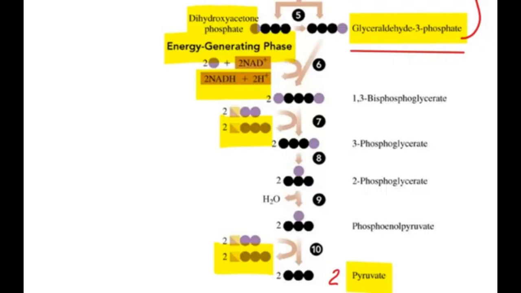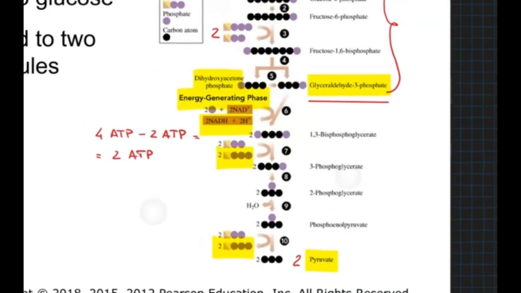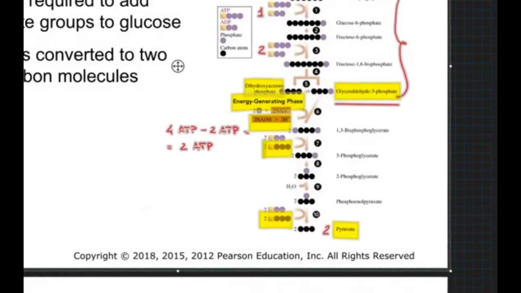So overall, during the energy generating phase, we get 4 ATP molecules. But during the energy investment phase, we spend 2 ATP molecules. So the net yield is 2 molecules of ATP. Does that logic make sense? We invest 2, get 4 back, so the net is 2. Okay?